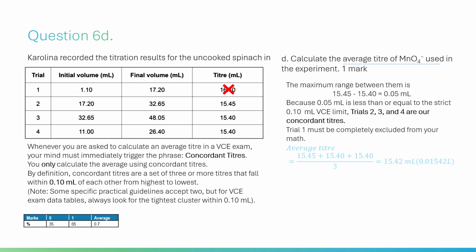Here is how students should lay out their working to secure the mark instantly. 16.10 milliliters is an outlier. Only use concordant titers, Trials 2, 3, and 4.